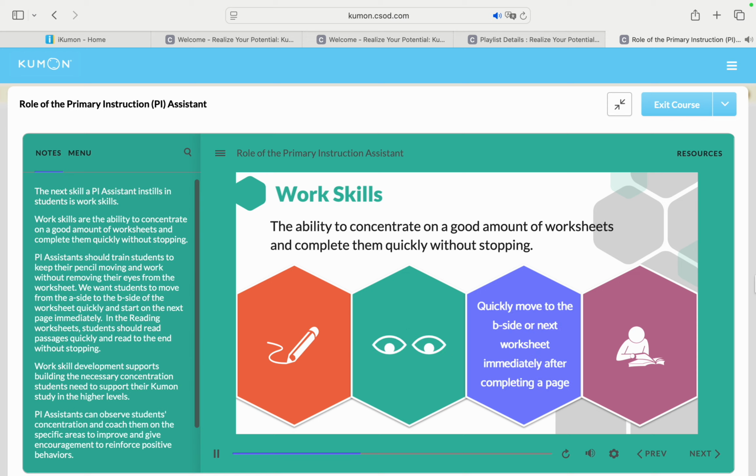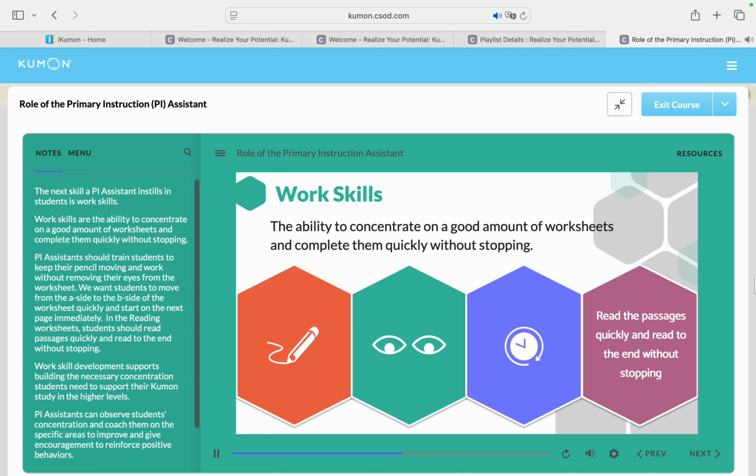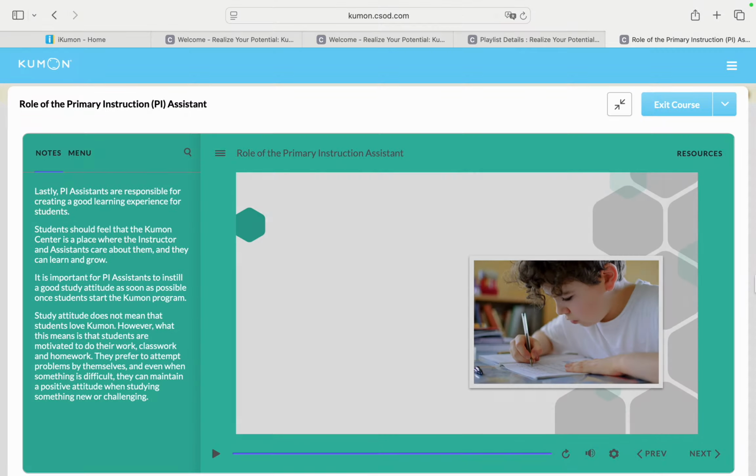We want students to move from the A side to the B side of the worksheet quickly and start on the next page immediately. In the reading worksheets, students should read passages quickly and read to the end without stopping. Work skill development supports building the necessary concentration students need to support their Kumon study in the higher levels. PI assistants can observe students' concentration and coach them on the specific areas to improve and give encouragement to reinforce positive behaviors. Let's move on to the final skill.